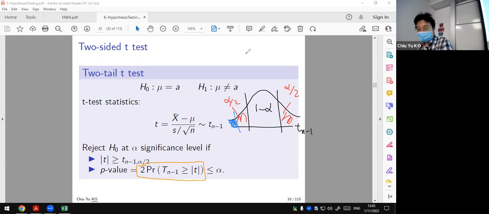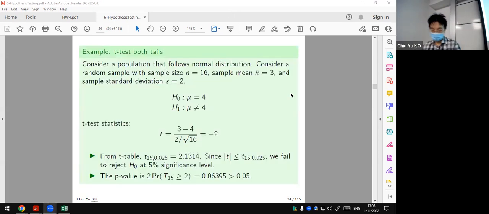So let's head to the example because it's very mechanical. It's actually the same question, except the only difference from the previous example is that it changes from less than or more than to not equal to. The main idea is that we have things under a normal distribution, so this X bar will be a normal bell curve.